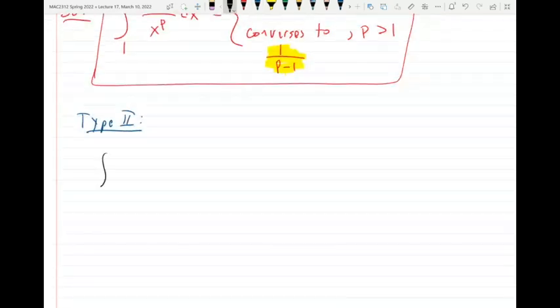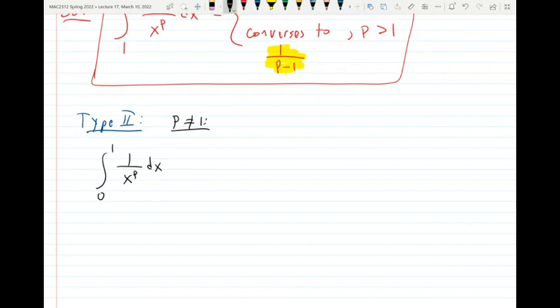So type 2 is the integral from 0 to 1 of 1 over x to the p dx. Once again, we already know that it depends on p. So let's first assume that p is different than 1, and then we do the case for p equals 1. When p is different than 1, remember the problem here is at 0. So we take the limit as a approaches 0 from the right of the integral from a to 1 of 1 over x to the p dx.